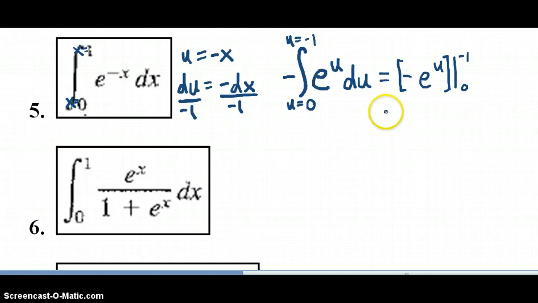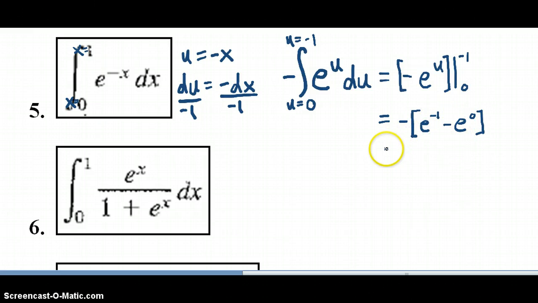However, when you are evaluating, the signs will take care of themselves by doing the upper limit minus the lower limit. Now what I'm also going to do before I evaluate is I'm going to take that negative and I'm going to put it out front, so that I only have to deal with it at the end. So I have the negative out front. Now I'm going to put in my upper and lower limits. So e to the negative 1 power minus e to the 0 power. If this were a free response question, we are done.